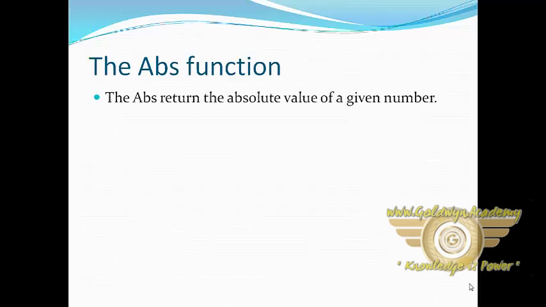So let's see the absolute function first. Absolute returns the absolute value of a given number. The syntax of the absolute function is Math.Abs, and we have to pass the number which we want to make absolute. It returns a numeric value which we have to store in some variable.